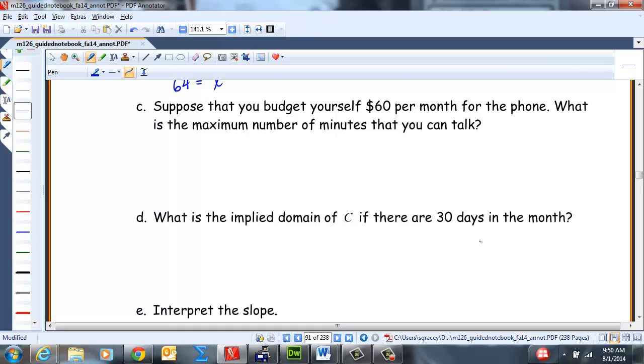I hope I didn't lose my pointer here. Hold on one second.